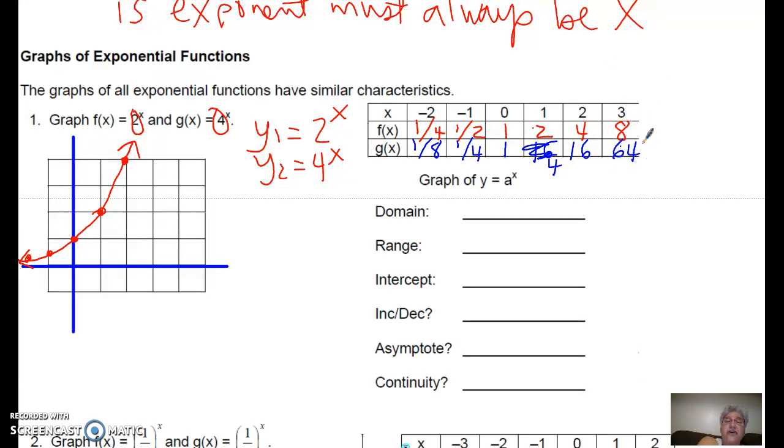So graphing our g of x function. Starting over here at -2, we're at 1/8. We're at 1/4. 0, 1, so they share that point. 1, 4. And that's about as far as we're going to be able to go. So drawing our g of x. That wasn't so great. Let me try again.